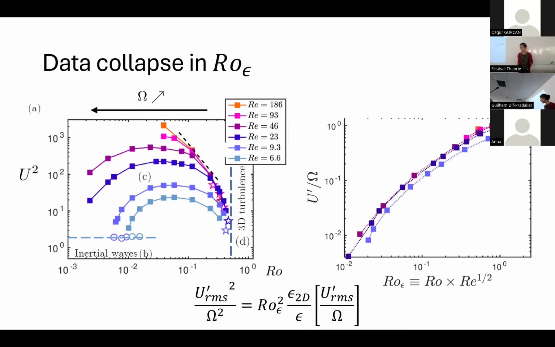And again, this idea of using this in this way is coming from the follow-up paper. So what we see is that we have the data, which is u squared as a function of rho, but then when we plot it as a function of rho epsilon, then we have this collapse.